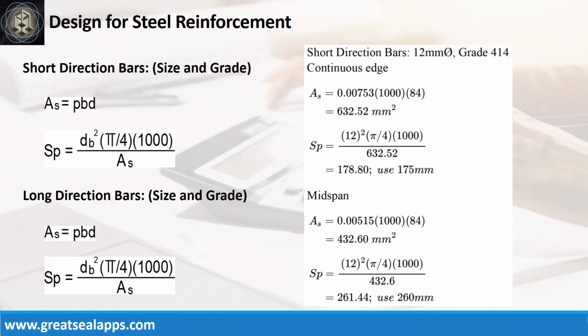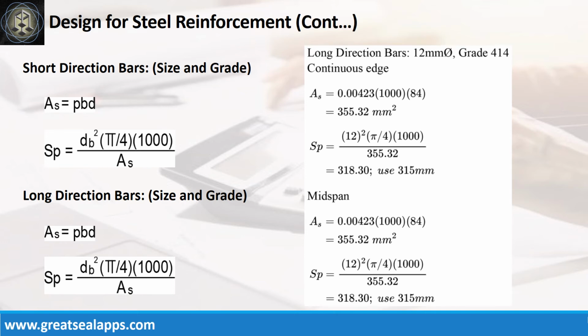0.00753, B equals 1000 mm, and D equals 84 mm, the area of steel is 632.52 square millimeters, and the spacing for 12 mm bar is 175 mm. Given mid-span Rho equals 0.00515, B equals 1000 mm, and D equals 84 mm, the area of steel is 432.6 square millimeters, and the spacing for 12 mm bar is 260 mm.